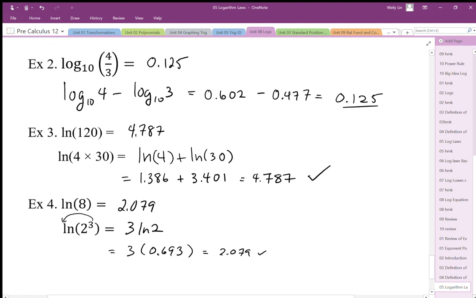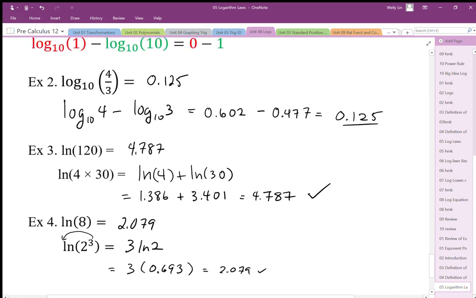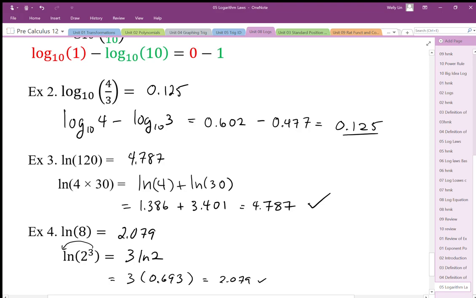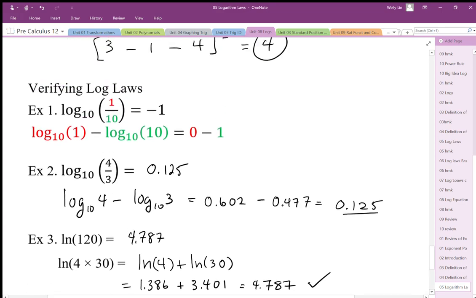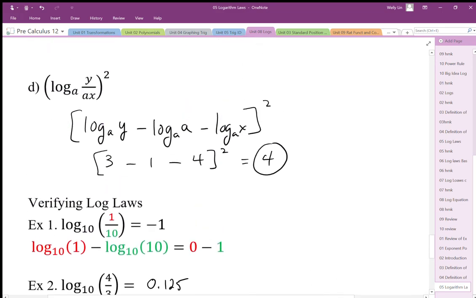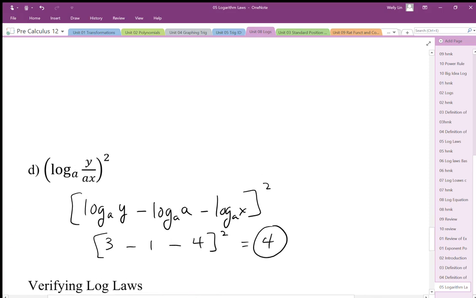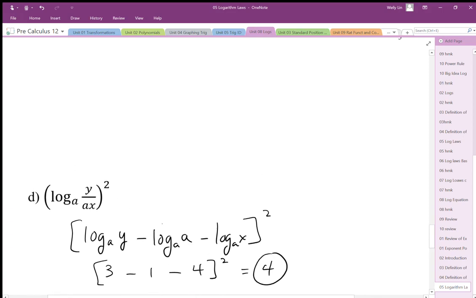So the log properties work whether we're talking about base 10, base e, or any base we want. We generally want to use a base that's kind of common if we can find it, and if there's a common base, we try to evaluate. If there's not a common base, we can still apply log properties to it.